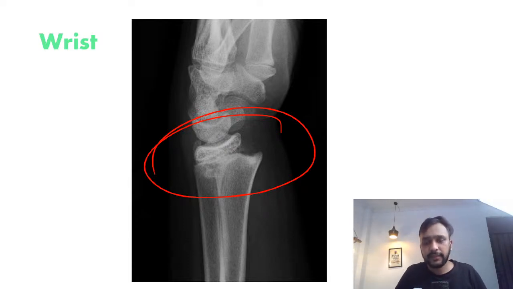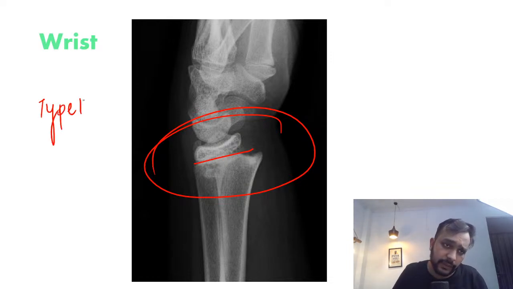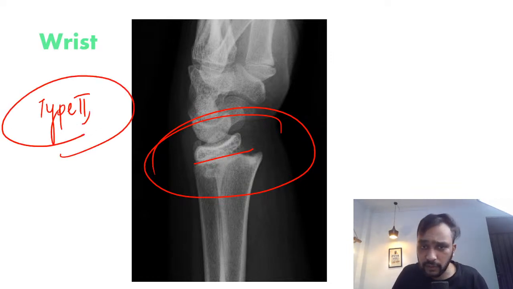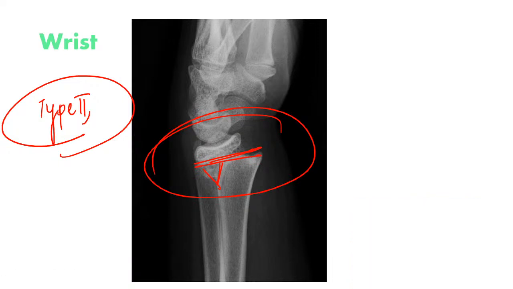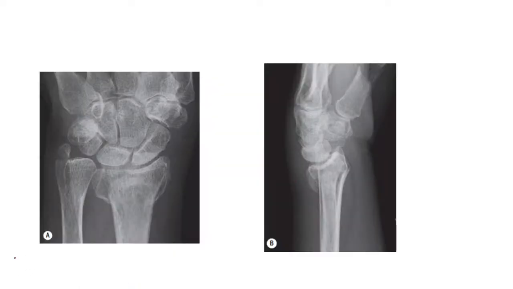So guys, in this x-ray we can see that there is a Salter-Harris type 2 fracture involving your growth plate and the metaphysis of the radius. Okay?